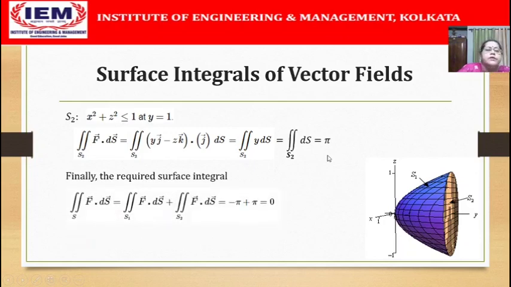So what is the final answer? The required surface integral of F dot dS over S will be given by the integral over S1 plus the integral over S2. The first integral we have obtained is minus pi and the second one is plus pi. So finally the answer is 0.